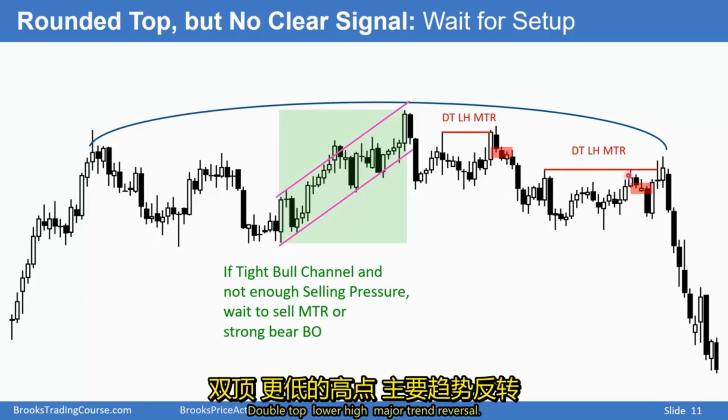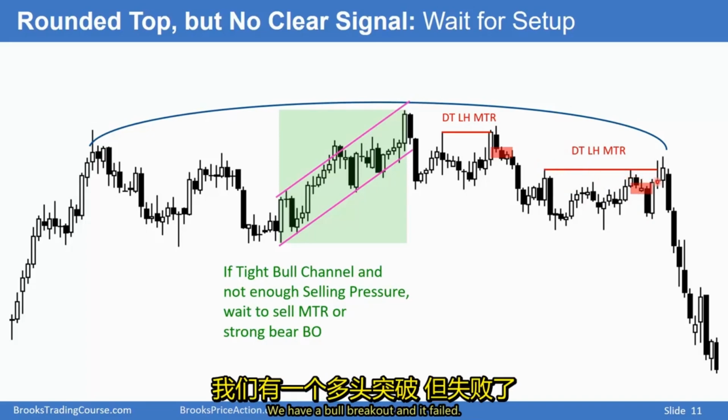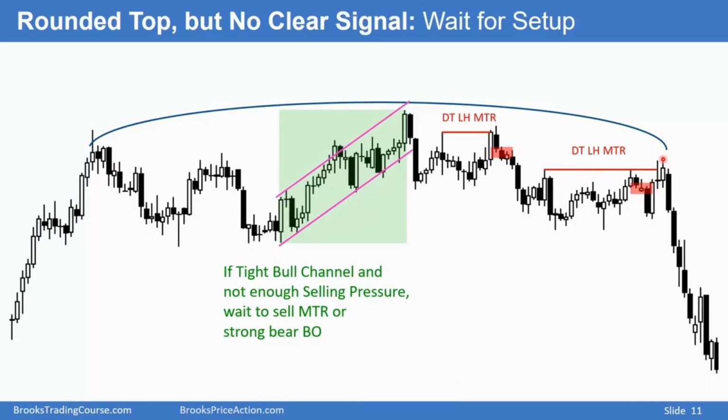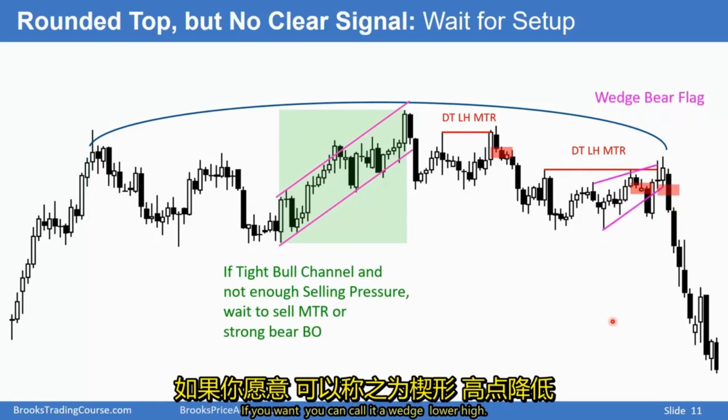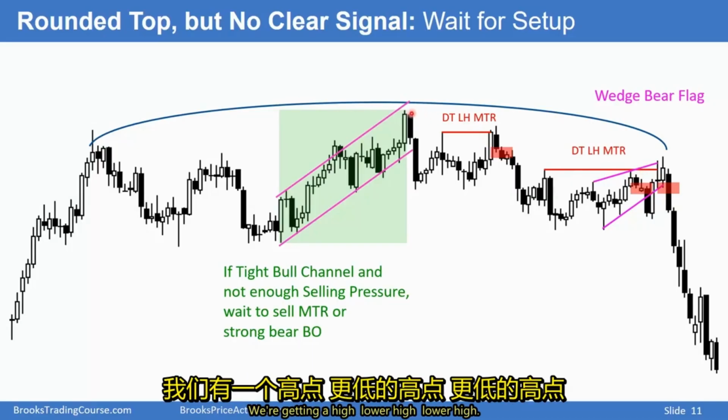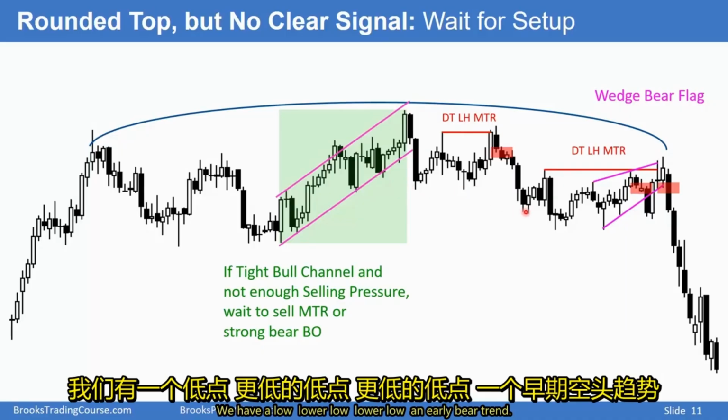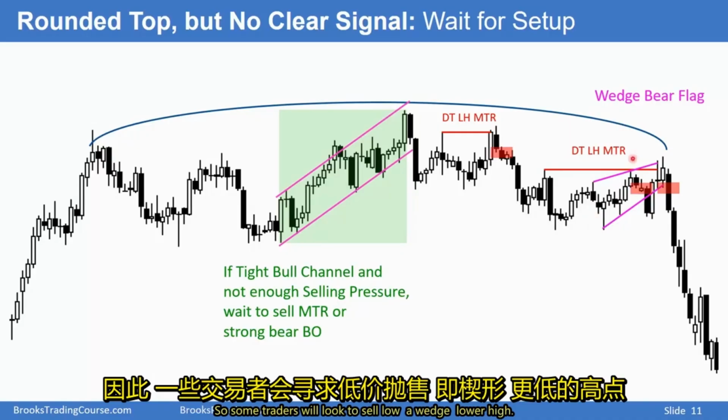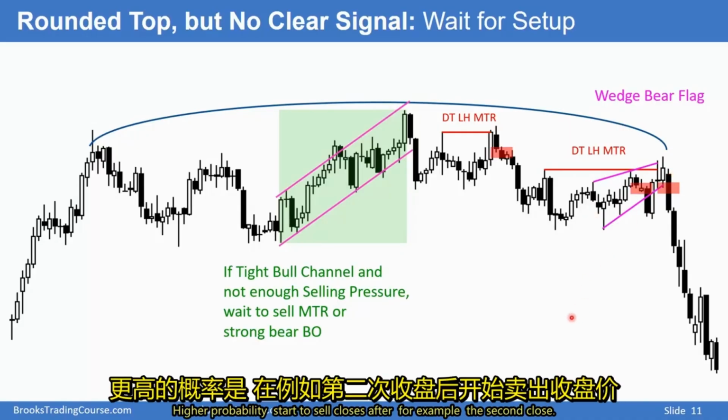Double top, lower high, major trend reversal. We have a bull breakout and it failed. If you want, you can call it a wedge lower high. We're getting a high, lower high, lower high. We have a low, lower low, lower low, an early bear trend. So some traders will look to sell below a wedge lower high.